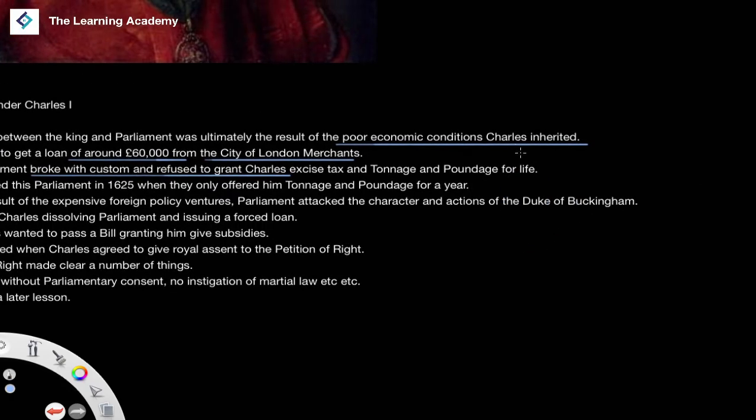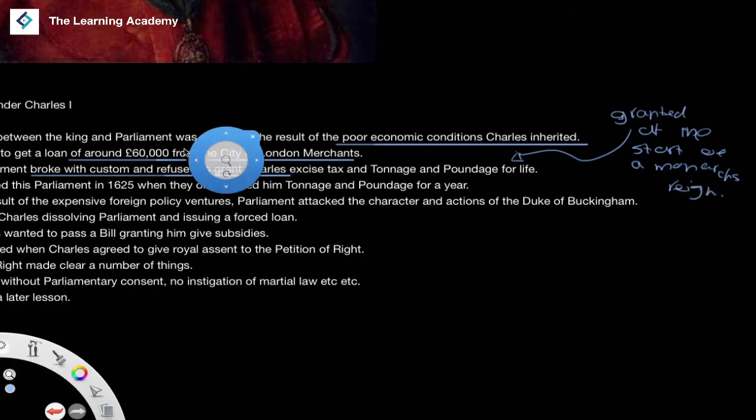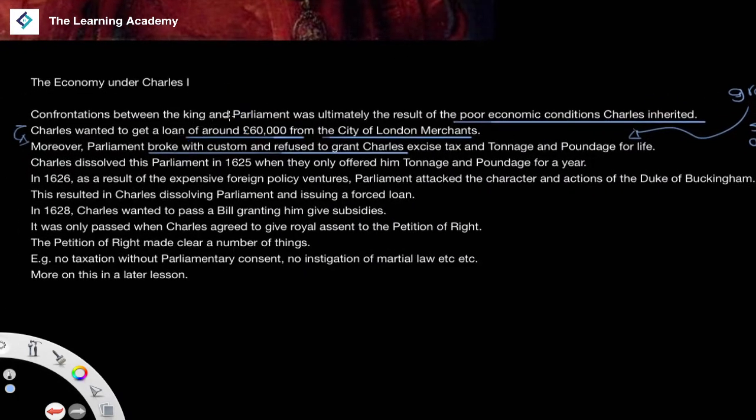Now, these were taxes that were granted at the start of every monarch's reign. And ultimately this was a general convention that existed at the time. It was general custom to grant the monarch these excise taxes and also tonnage and poundage. However, Parliament just refused to do so, and this led to them breaking with tradition, obviously showing a kind of sour relationship that we will talk about in a later lesson.